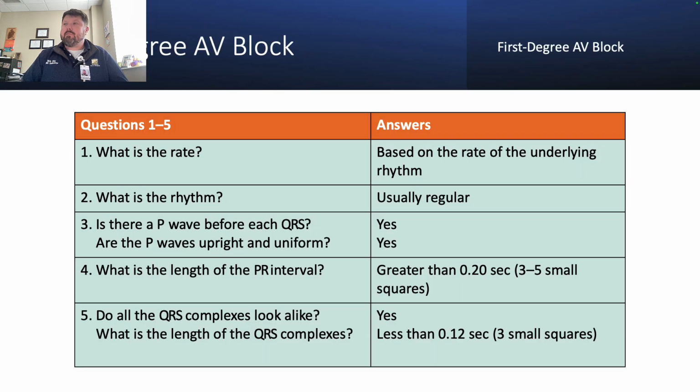My rules. The rate's going to be based on the underlying rhythm. It's usually regular because the PRIs are always constant. They're just greater than 0.20 seconds. The P waves should be sinus. They should be present and upright and uniform. And because your QRS always gets a conducted beat, it should look normal. It should be 0.12 seconds or less.